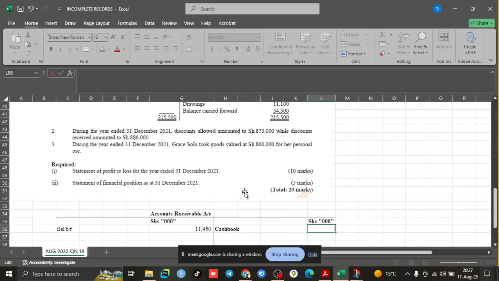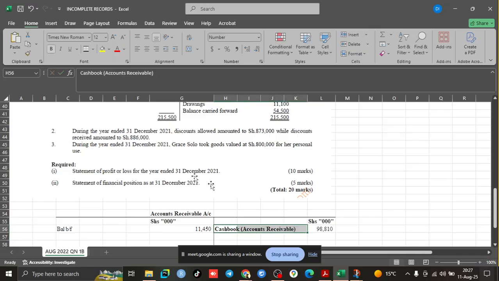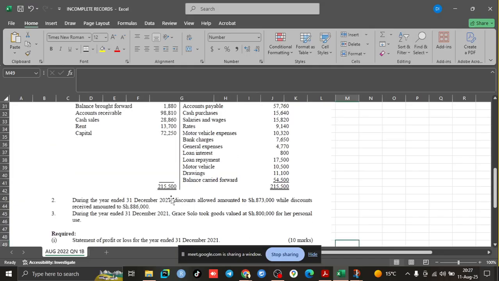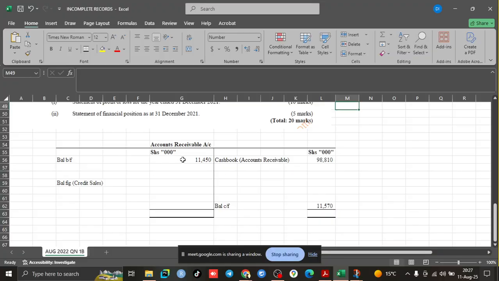Haifai kukua cash book hizo za sales, nafaa kuchukua hizo accounts receivable. Accounts receivable ni 98,810. So hapa nikisema cash book ni ya receivables, not cash sales. Utaona why in a minute. So accounts receivable from the cash summary tumeambiwa ni 98,810. Then uko na brought forward, uko na carry forward, alafu uko na zile receive. So balancing figure itakuwa credit sales.